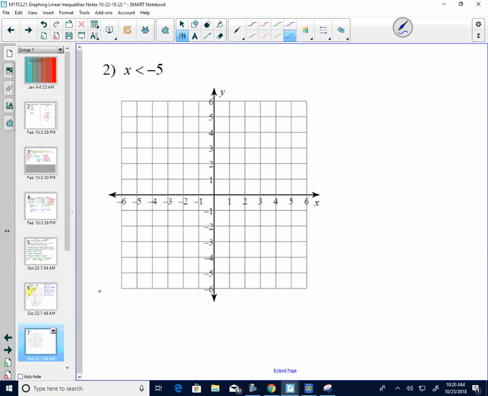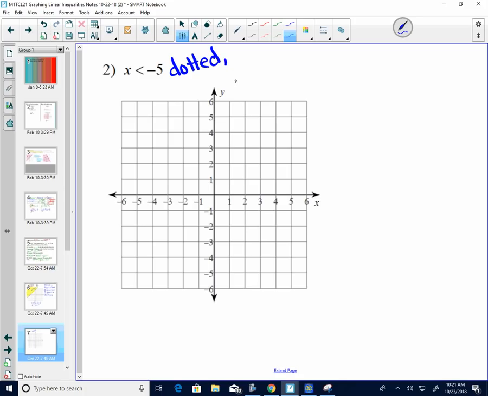So let's work through an example of x is less than negative 5. So step 1, I need to solve it. Well, it's already solved. We only have one variable. It's already isolated by itself. So step 2 was let's determine solid or dotted. This does not have an equal sign. It is less than. So that means points on the line are not solutions, so it needs to be a dotted line.